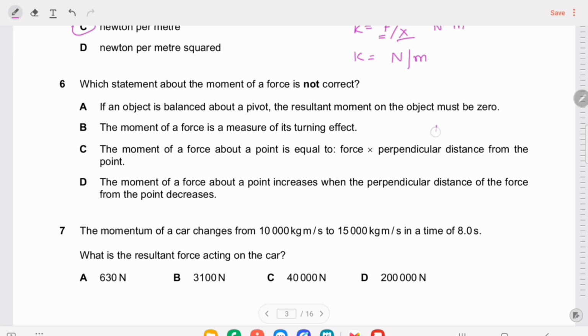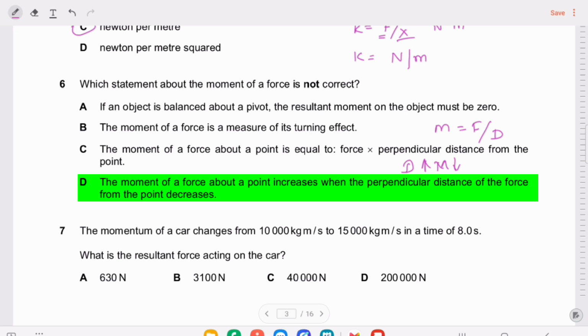Now, the formula of moment is force times perpendicular distance. If the distance increases, moment increases. Option D says here, the moment increases when distance decreases. This is the opposite of what actually happens. Opening a door is easier using the handle than pushing near the hinge because the distance from the pivot is larger. Bigger the distance from the pivot, bigger turning effect.